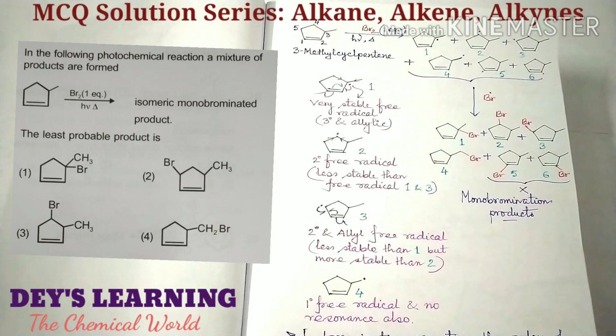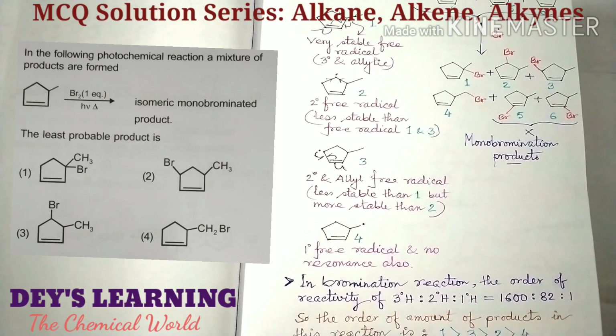So when bromine dot is attached to free radical 1, monobrominated product 1 is obtained, and when Br dot is attached to the respective free radicals, the respective monohalogenated products are obtained. So the determining factor is the stability of the free radicals. Definitely free radical 1 is the most stable one. Free radical 3 is next most stable, and then free radical 2, and then free radical 4.